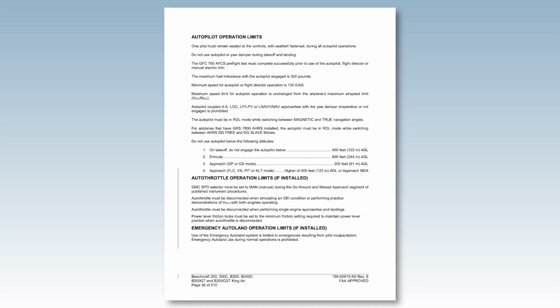There are two autothrottle limitations that pertain to single-engine operations. If the pilot desires to perform an intentional engine shutdown to demonstrate one engine inoperative condition, or demonstrate VMC with both engines operating, the autothrottle must be disengaged prior to starting the maneuver. When coming into land single engine, the autothrottle must be disconnected prior to beginning the approach and landing.